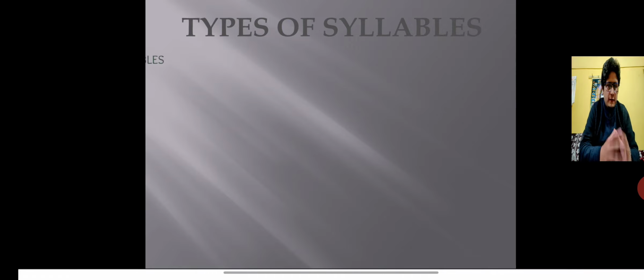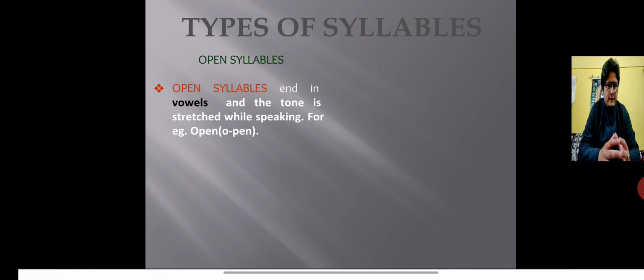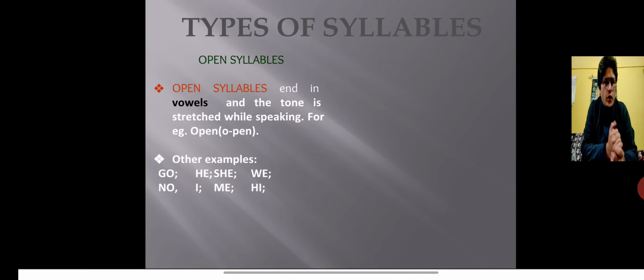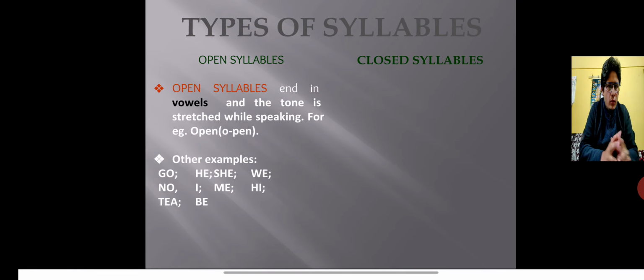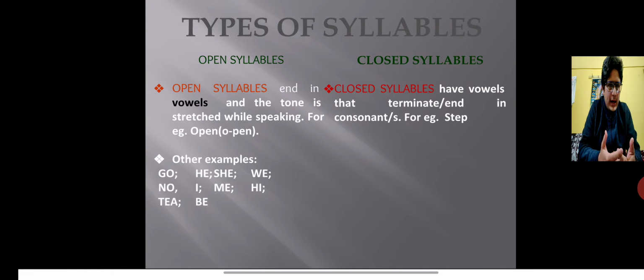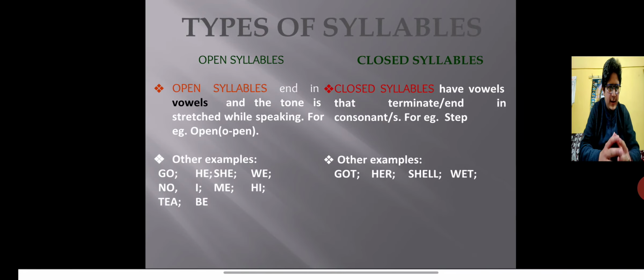Next, types of syllables. Now, children, just as I told you, syllables are a different family, an entire family in itself. Therefore, we need to learn what types of syllables are available for us to use. First up, we've got open syllables. What are open syllables? Open syllables are syllables that end in vowels, and the tone is stretched while speaking. There will be one vowel where the syllable terminates, but we stretch it to an extent where we would feel that there are two vowels used, but there will only be one vowel used and it will terminate in that vowel itself.